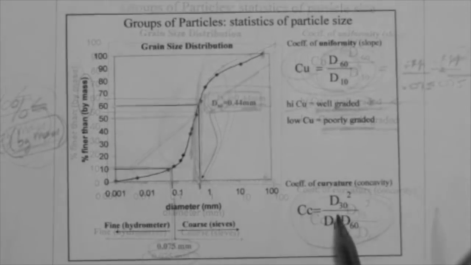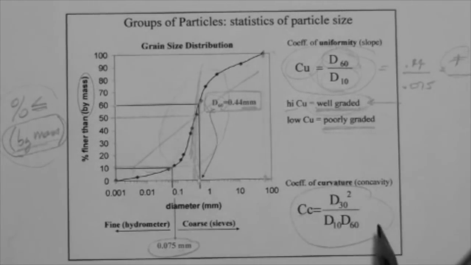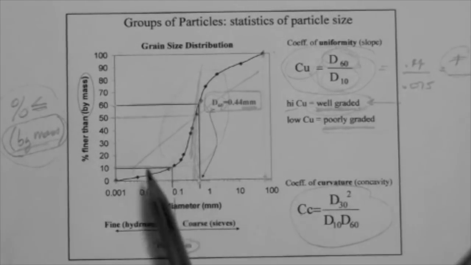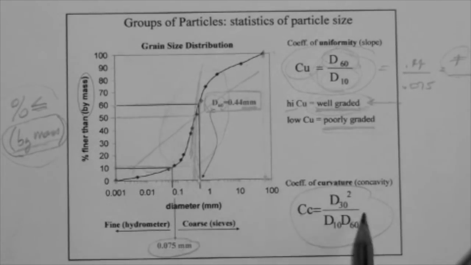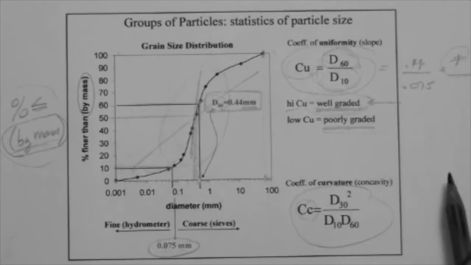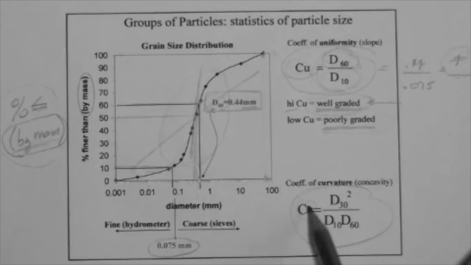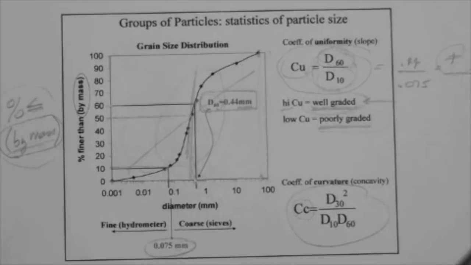Now the coefficient of curvature is this one down here. And what you have here is Cc, that's the coefficient of curvature, D30 squared over D10 times D60. Okay, so you essentially have to come here and find D30, for this case is about 0.2 millimeters, square it, divided by this multiplication here, and you get a value for C sub c. This C sub c, the coefficient of curvature, is going to be used later on when we actually classify the soil. Okay, we give the soil a standard name, and that is the topic of the next lecture.